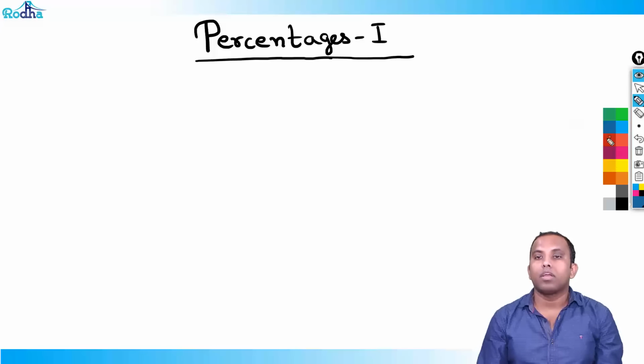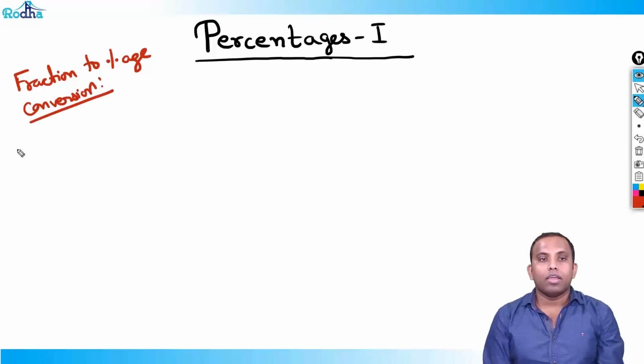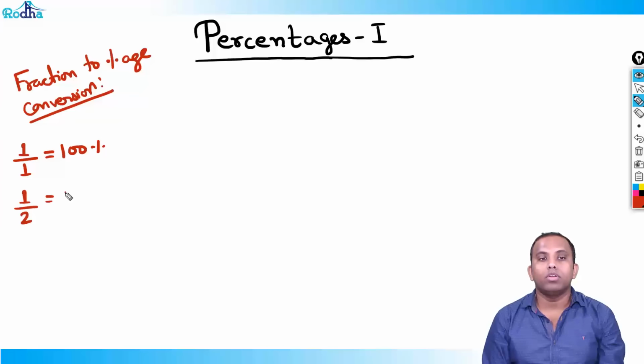Now see here. First we'll see all the fraction to percentage conversion. We should remember it. Starting from 1 by 1. So obviously 1 by 1 is 100%. 1 by 2 is 50%. We should remember till 1 by 19. What is 1 by 3? 33.33%.